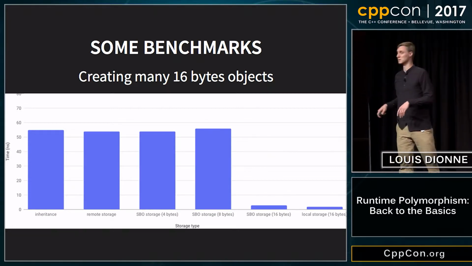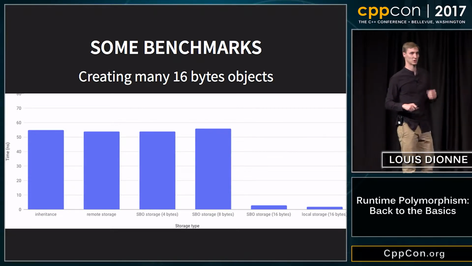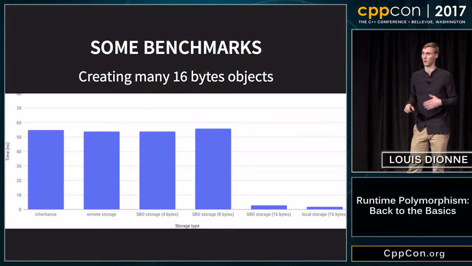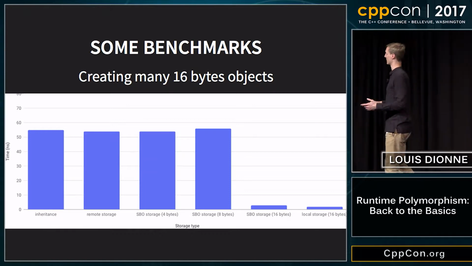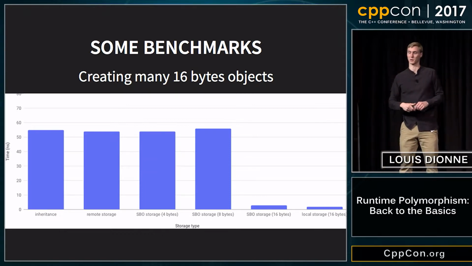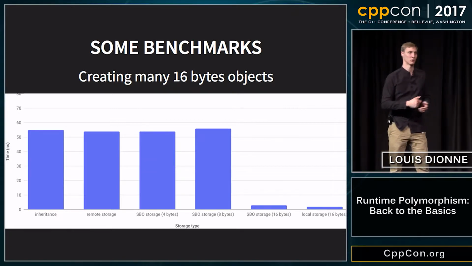And then when it drops, it's the SBO storage 16 bytes, where suddenly my objects fit in my buffer. I don't have to do an allocation, and boom, the cost drops dramatically. And the last one is the local storage with 16 bytes, where the object always fits as well, so I'm not paying for an allocation.